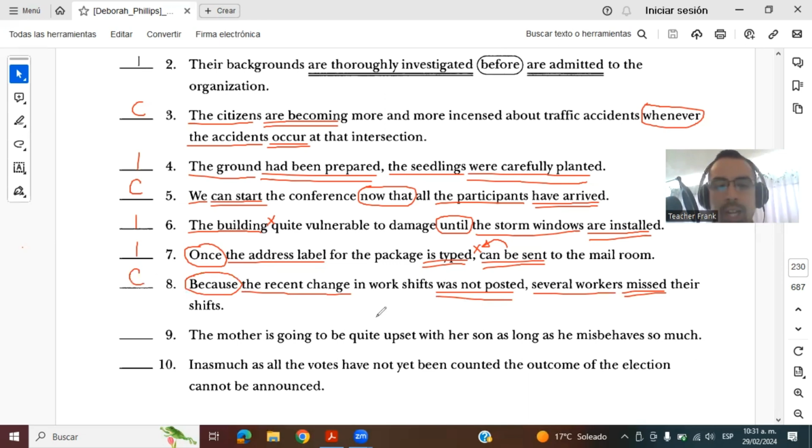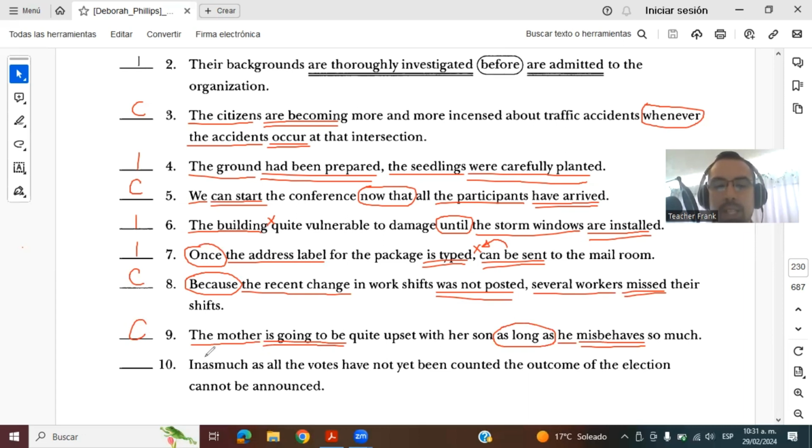Okay, now number 9. The mother is going to be quite upset with her son as long as he misbehaves so much. Is going to be is my verb structure here. Who or what is going to be? The mother. Misbehaves is my verb, right? Se porta mal. And then who or what misbehaves? He. The connector is as long as, and it has all of the elements in their correct places. So it is correct. Yeah, number 9 is correct.